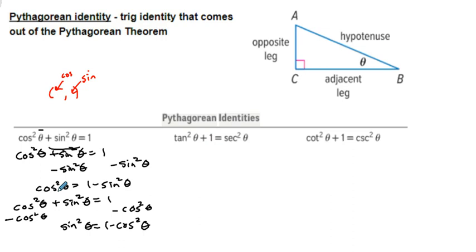If you can remember that one of the functions squared is equal to 1 minus the other function squared, that will help you.